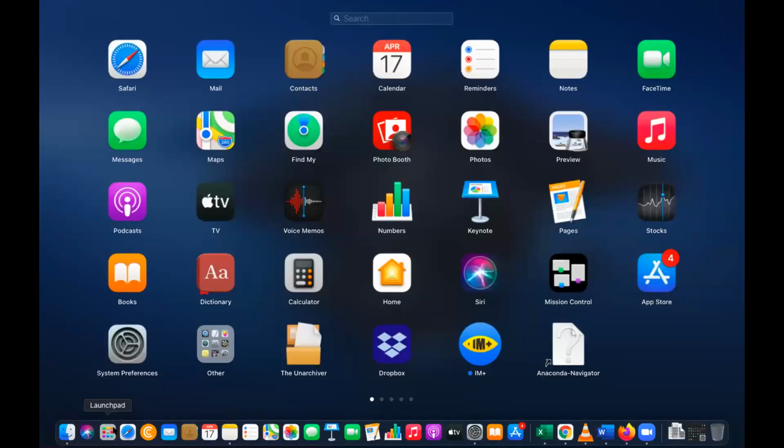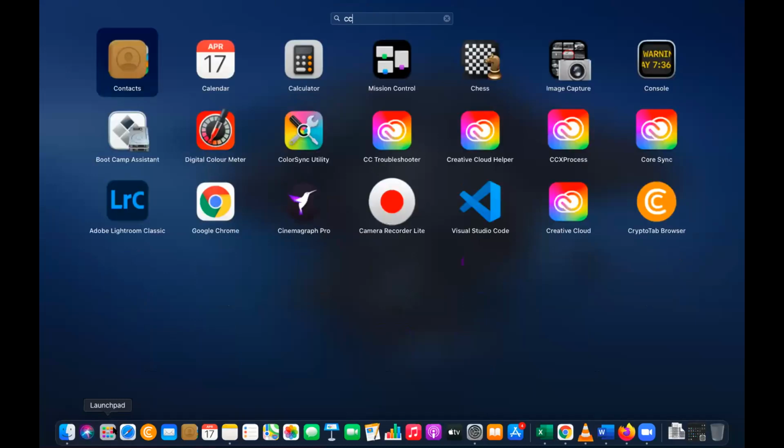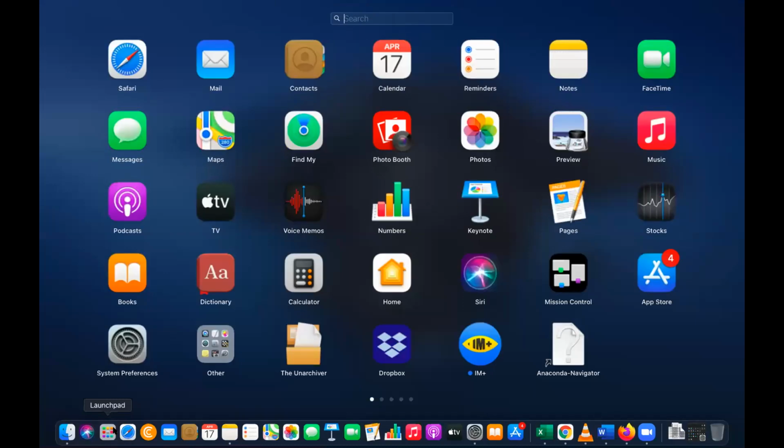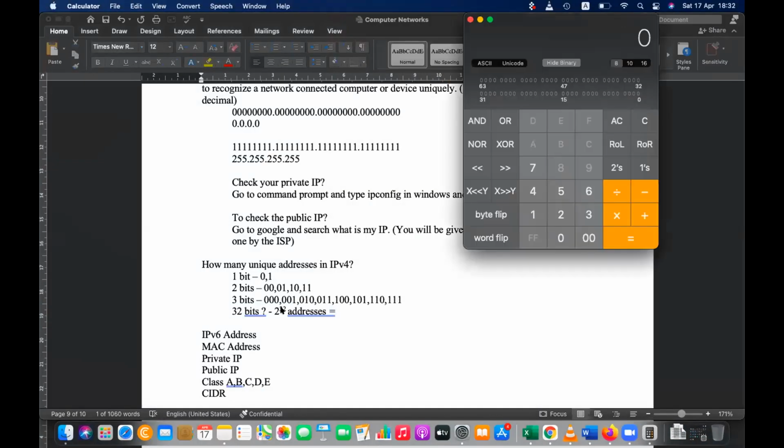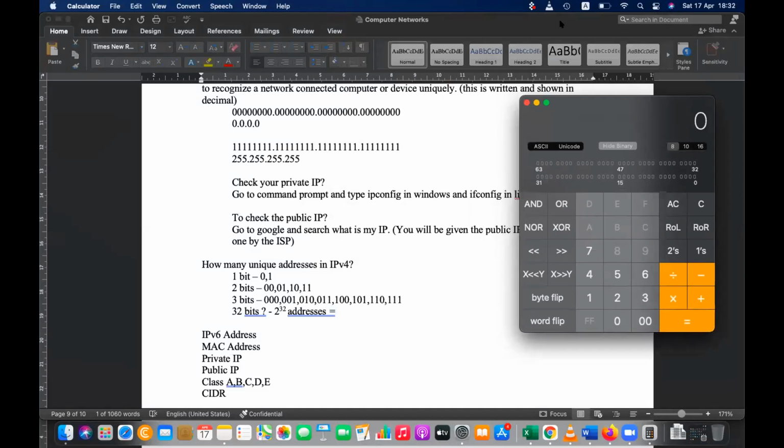You can go to the calculator and calculate this, since that is a large value, but you can do this even without a calculator. How? Because you know 2 to the power 10 is 1024. 2 to the power 20 is 10 into 10, which is closer to 1 million. 2 to the power 30 is 1 billion. 31 is 2 billion. 32 is 4 billion. Closer to 4 billion addresses.